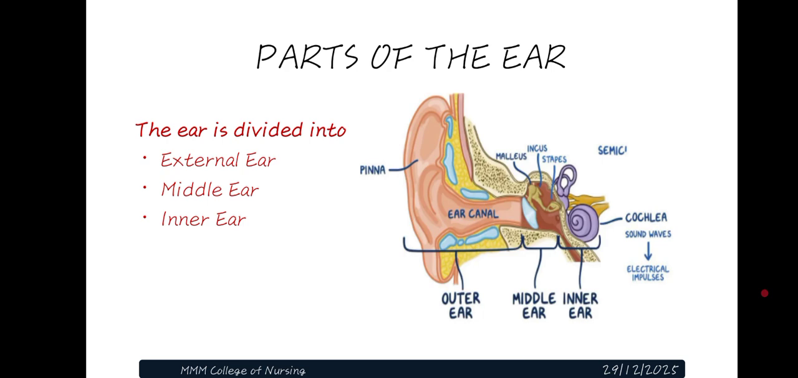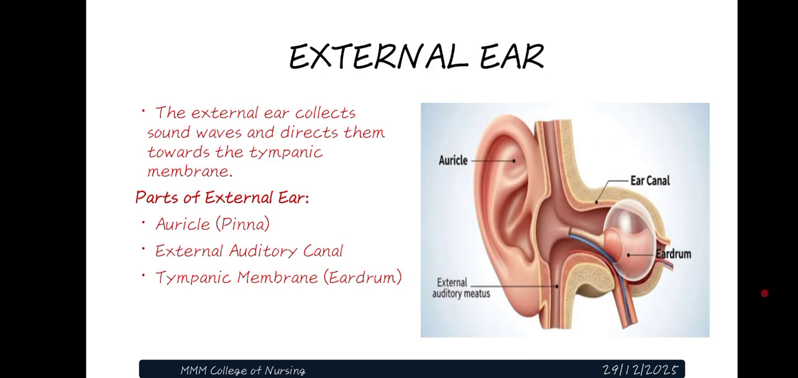The ear is divided into three parts: external ear, middle ear, and inner ear. So the external ear collects sound waves and directs them towards the tympanic membrane. So the parts of the external ear: auricle, pinna, external auditory canal, tympanic membrane, eardrum.